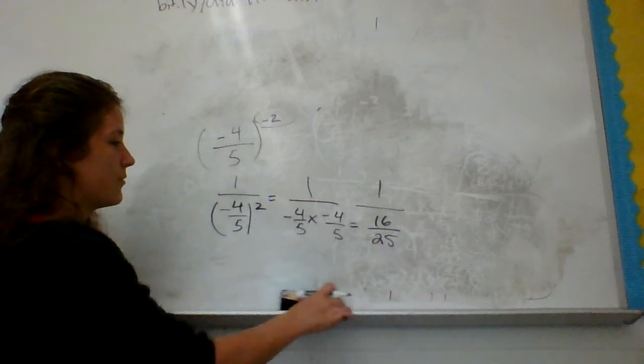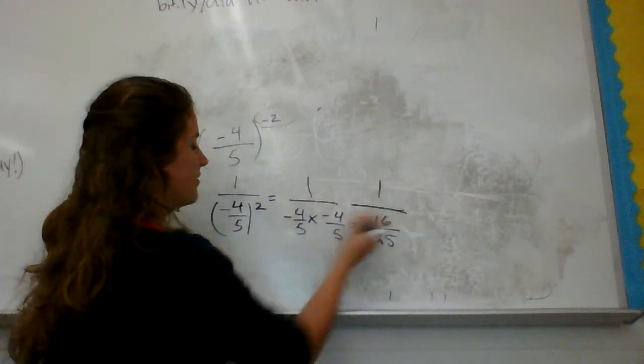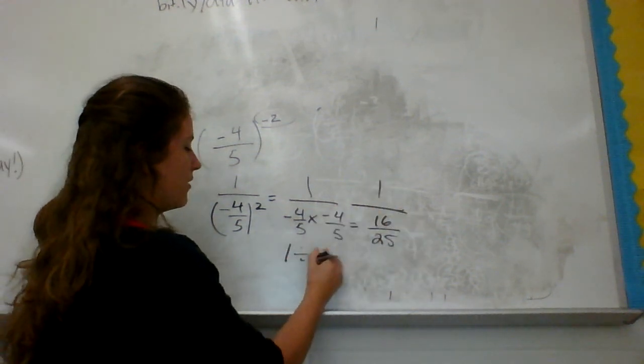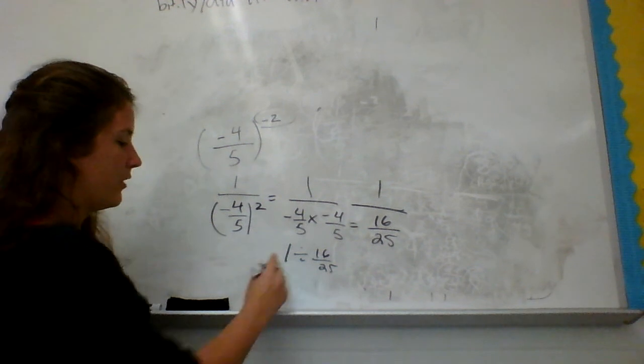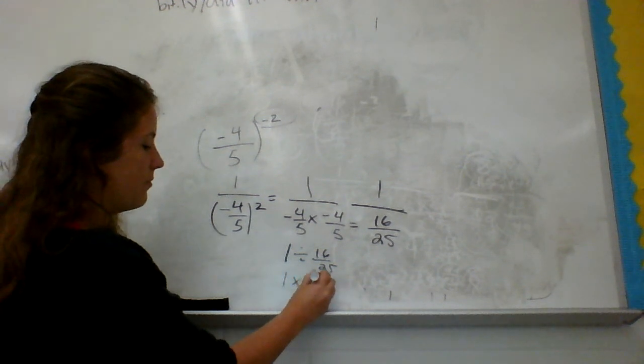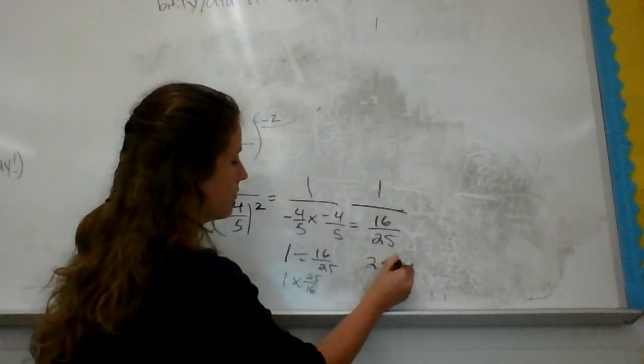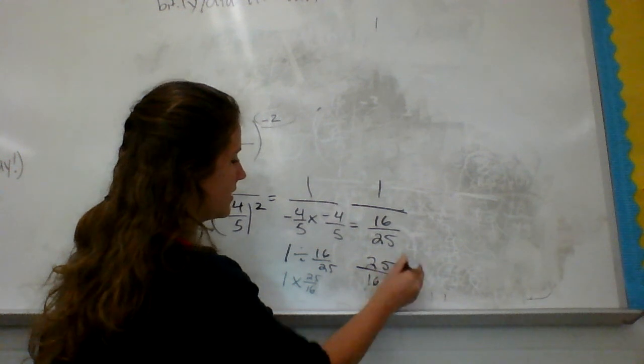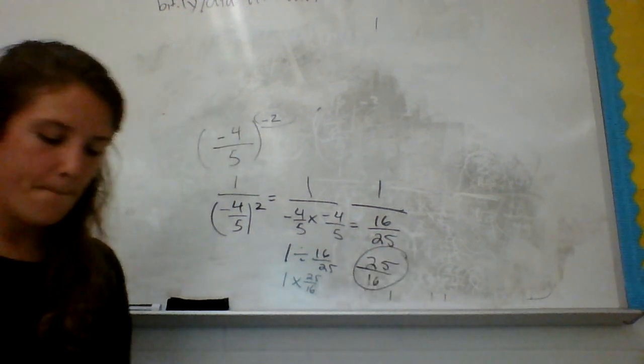I can rewrite it out as well, though. This is 1 divided by 16 over 25. I will keep, multiply, and flip. And I know my answer is 25 over 16. And this one is positive.